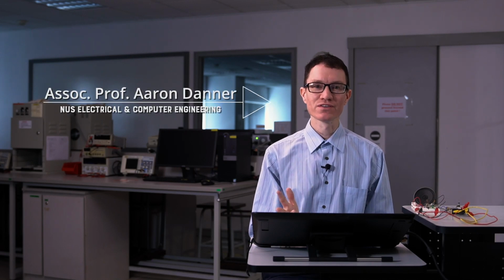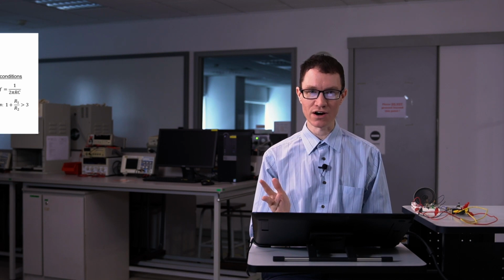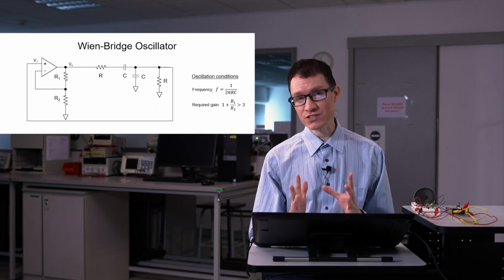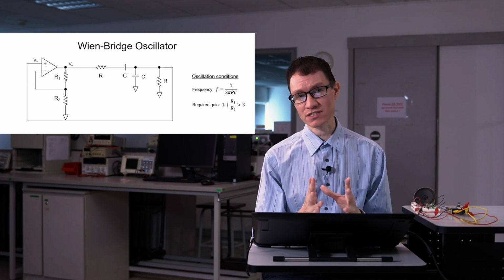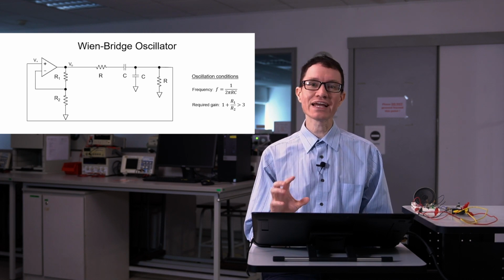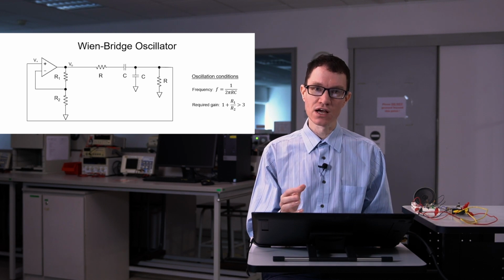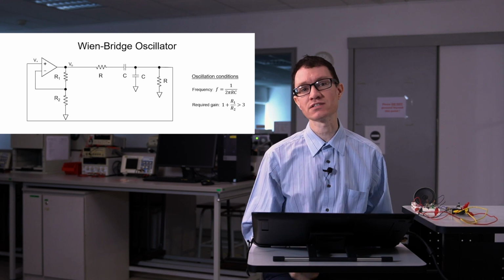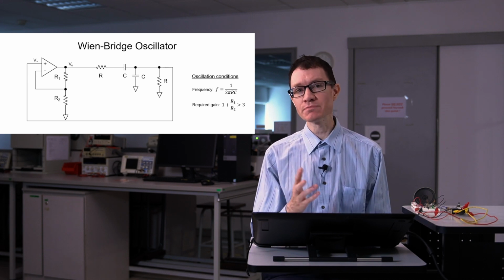As you might recall, the frequency of oscillation in the Wien Bridge oscillator depends on resistor R and capacitor C. But in the circuit, there are two resistors R and two capacitors C. So if we were to change the frequency of the Wien Bridge oscillator, we would need to change either both resistors R or both capacitors C simultaneously. That's a bit of a challenge.